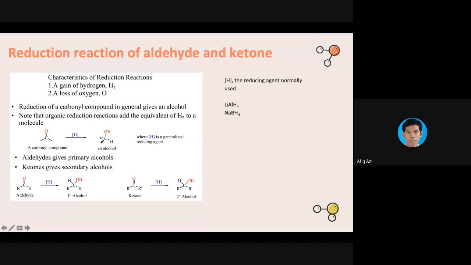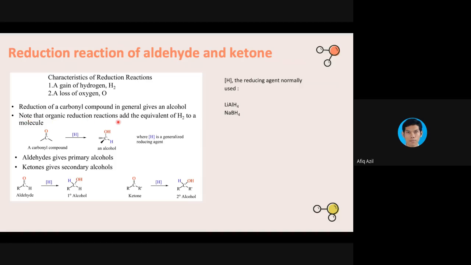So let's see the first reaction for aldehyde and ketone. Number one will be the reduction. In the reduction reaction, what happens is basically a gain of hydrogen, H2, and also a loss of oxygen. Meaning that you want to add two hydrogens to this carbon, and a loss of oxygen. So a reduction of a carbonyl compound in general will give you alcohol.